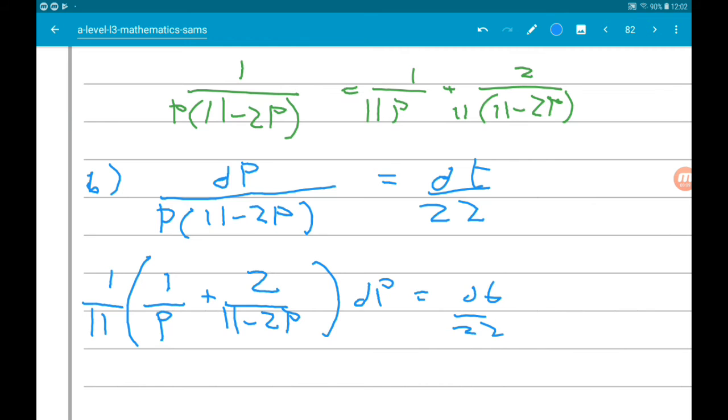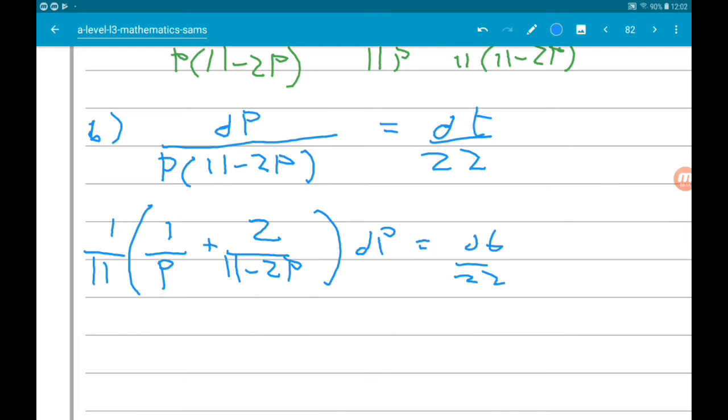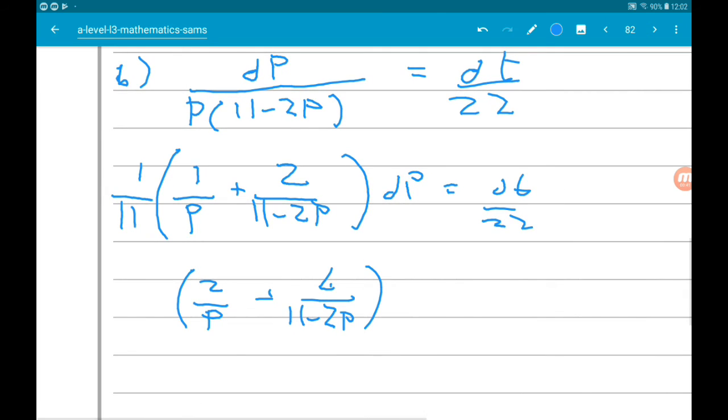Now if we multiply through by 22, the 1/11th goes and we just multiply the tops of the fractions by 2. So we now get 2 over p add 4 over 11 minus 2p dp is equal to dt. Now we're going to integrate both sides.